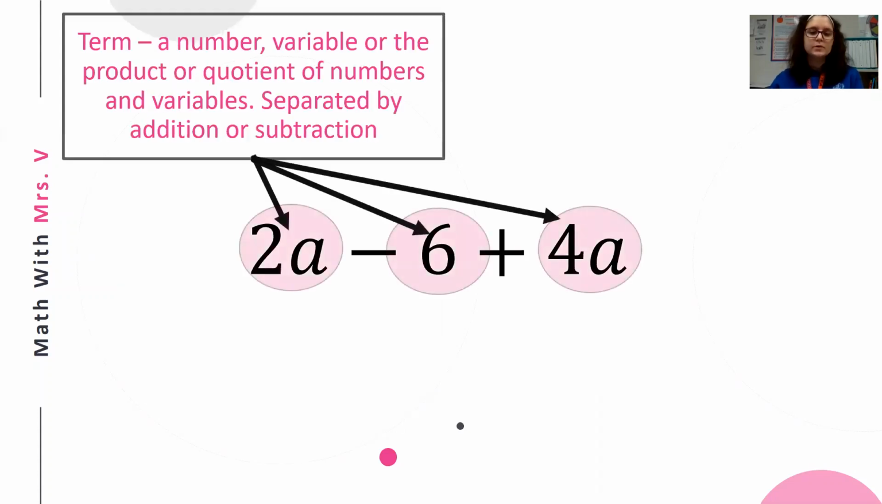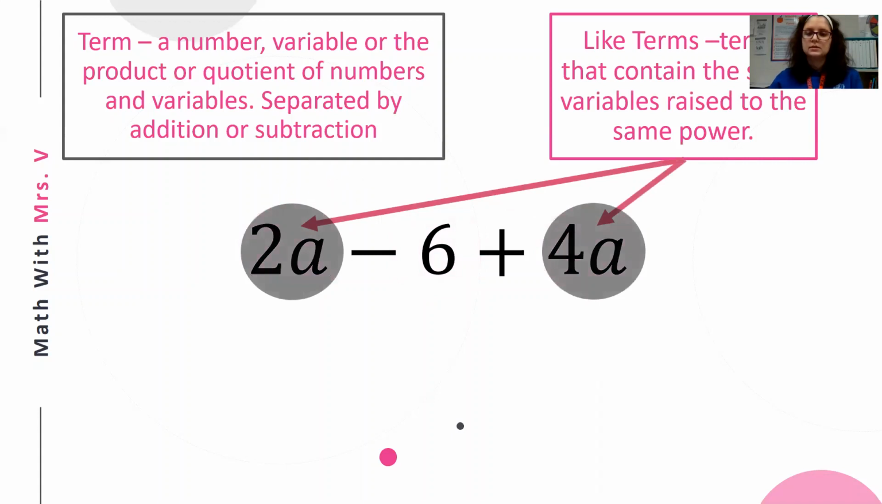The first part we want to look at is a term. A term is a number, variable, or the product or quotient of numbers and variables. Terms are separated by addition or subtraction. So in this expression, we have three terms. The term 2a, the term 6, and the term 4a.